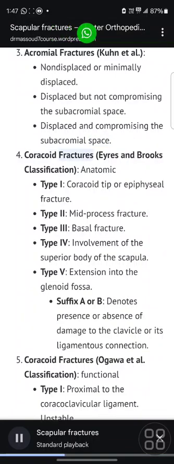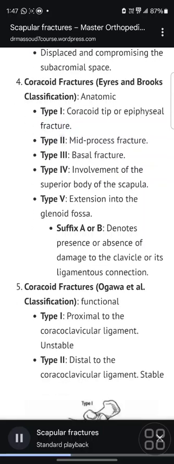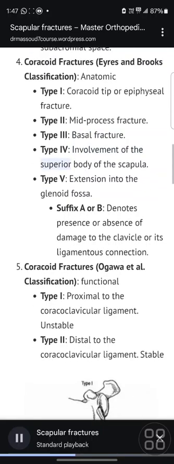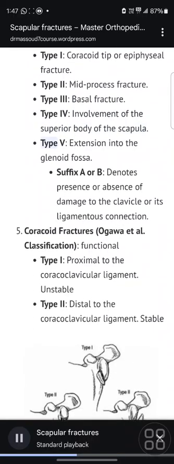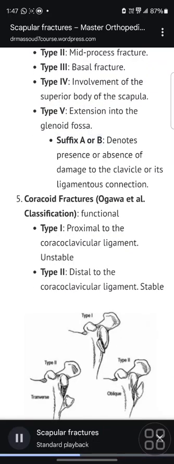4. Coracoid fractures, Ogawa and Brooks classification, anatomic. Type 1. Coracoid tip or epiphyseal fracture. Type 2. Mid-process fracture. Type 3. Basal fracture. Type 4. Involvement of the superior body of the scapula. Type 5. Extension into the glenoid fossa. Suffix A or B denotes presence or absence of damage to the clavicle or its ligamentous connection.